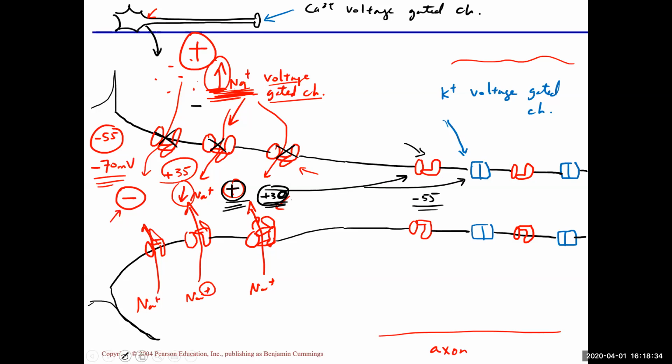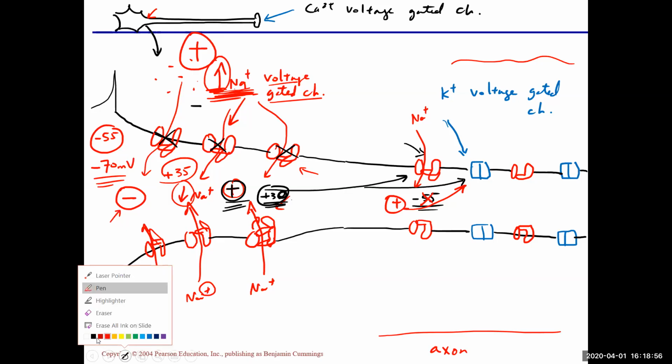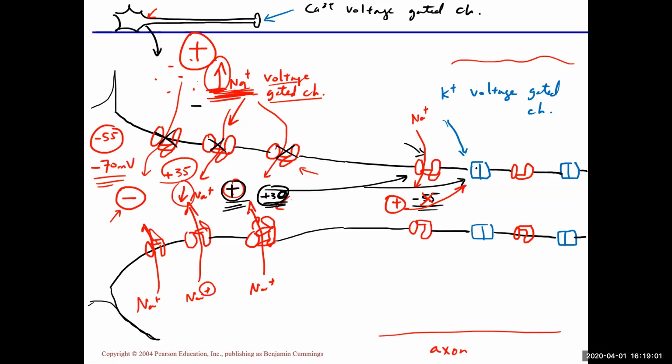So again, now we've got the channel opening, and again sodium from this side is going to rush in, again causing the inside to be positive, for the same reason, the electrochemical gradient. And now this positivity is going to open up a potassium channel. So the potassium channel is going to be open, so let's open it, and as a result, potassium is going to exit.